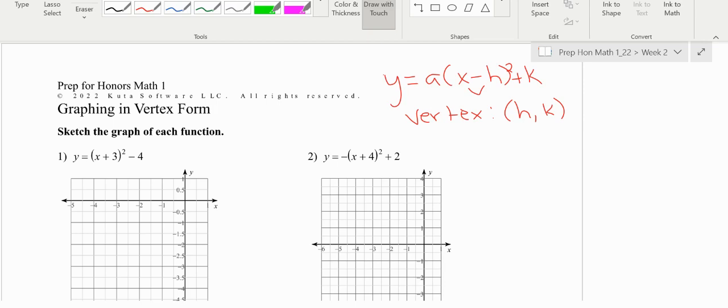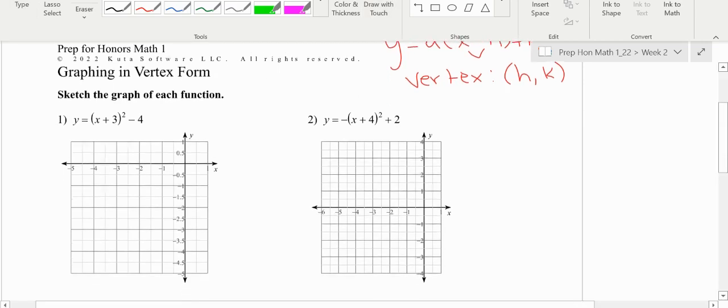So this form is really nice. We don't have to use our negative b over 2a. We can pull out our vertex, make our table, use our calculator if we like, or evaluate by hand, and then graph. Okay. So our first one we have here is, this is again in vertex form.